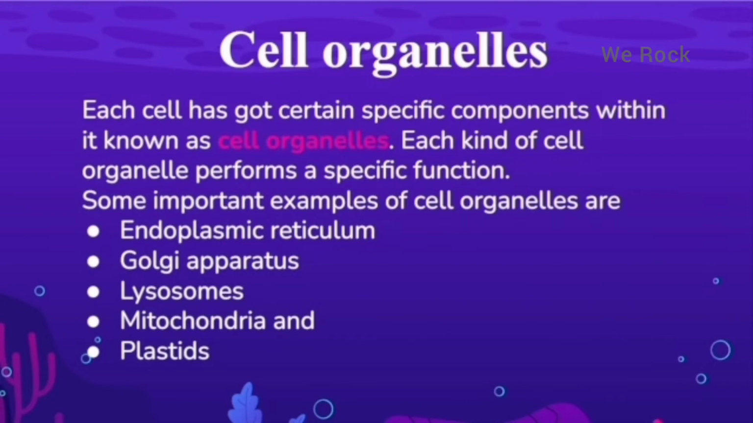Cell organelles. Each cell has certain specific components within it, known as cell organelles. Each kind of cell organelle performs a specific function. Some important examples of cell organelles are endoplasmic reticulum, Golgi apparatus, lysosomes, mitochondria, and plastids.